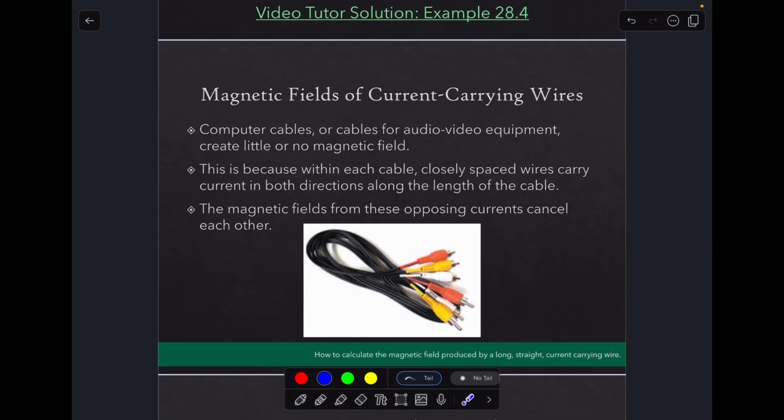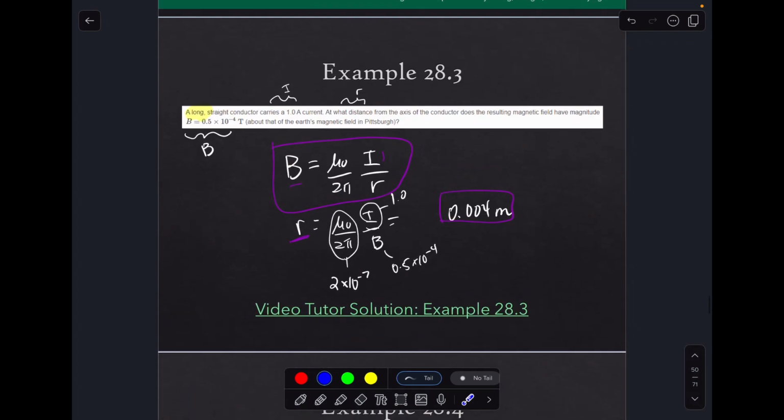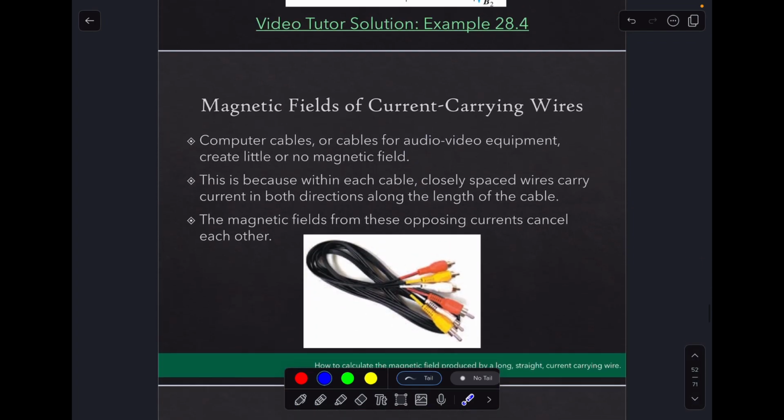This is just a slide that we kind of talked about when we worked on 28.3. There's a number of reasons why, when current passes through a wire, you don't feel such a great gigantic magnetic field. One of the reasons, we saw, is the magnitudes are just not that high. The second thing we have going on is that in each of these little black cables here, we have multiple wires. And that's to form a complete circuit, right? In order to get current to flow, we need a complete circuit.